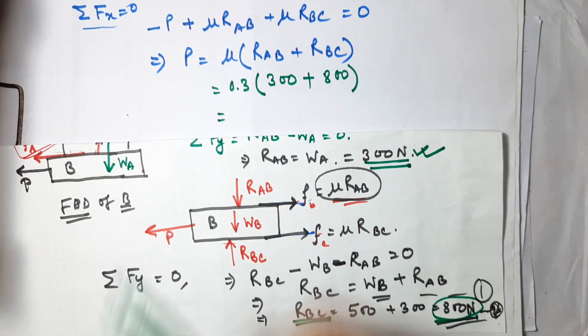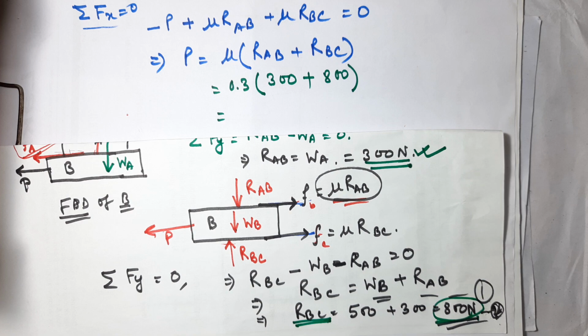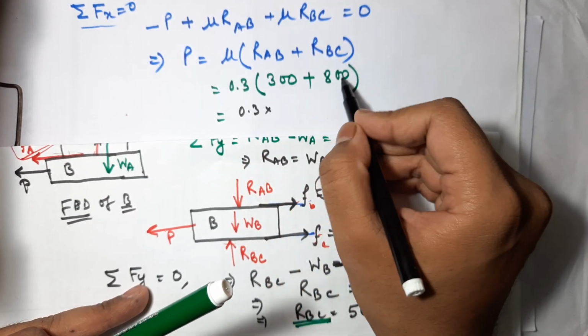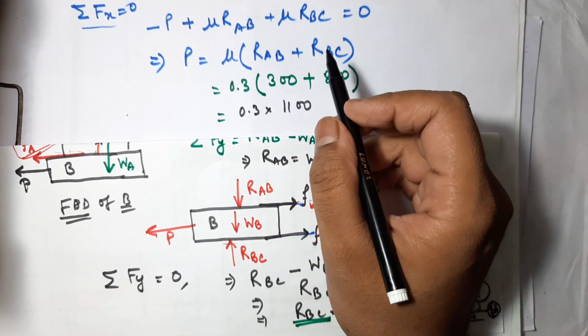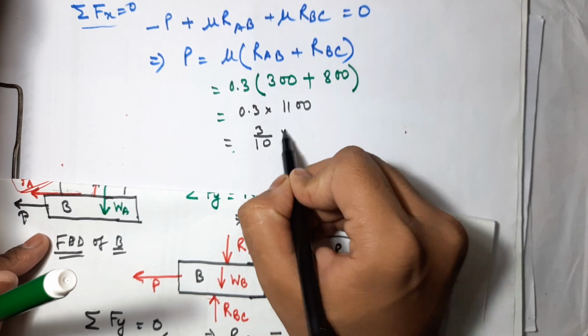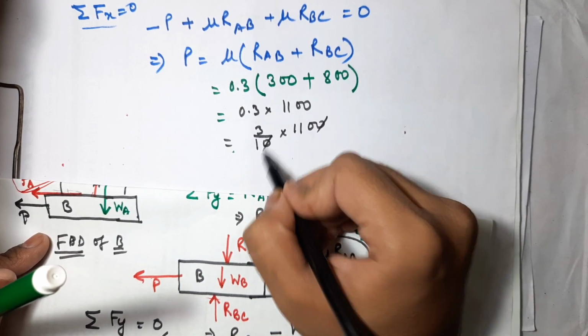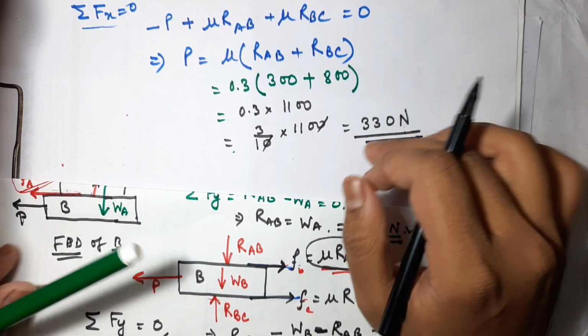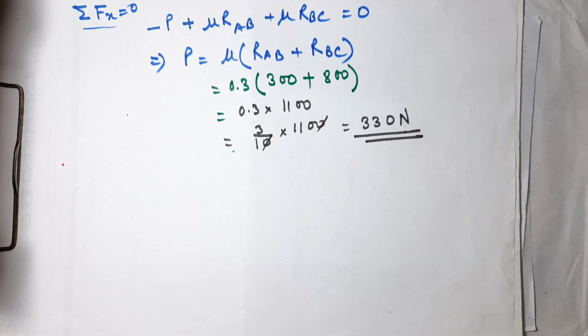So what value are you getting? You are getting 0.3 into 1100, okay? If you calculate this, it is 3 by 10 into 1100, so this is equal to 330 Newton. So this 330 Newton force is required, okay? If you understood this one, next see the next problem, okay?